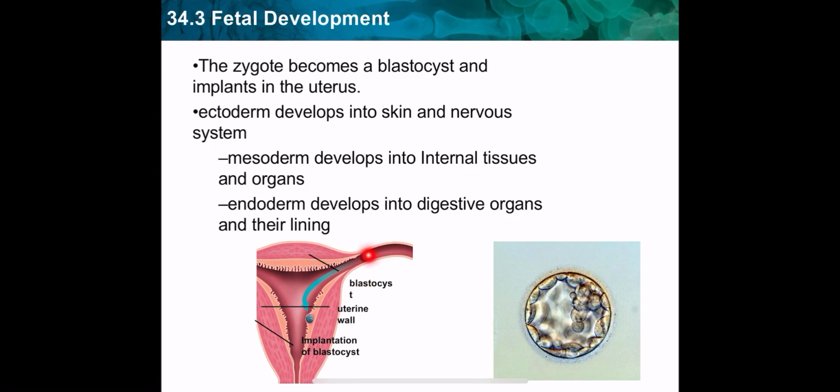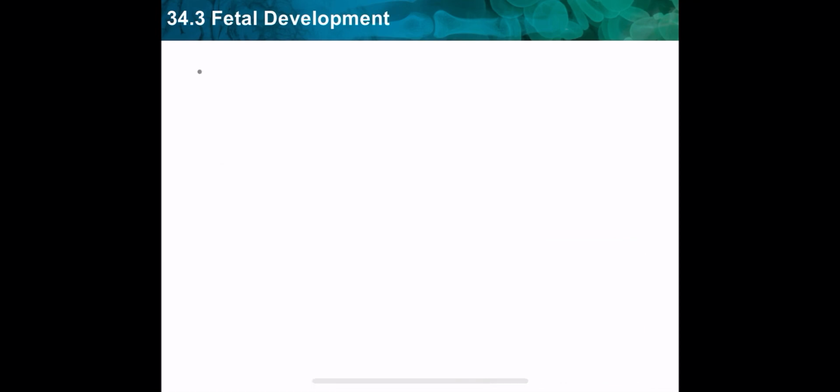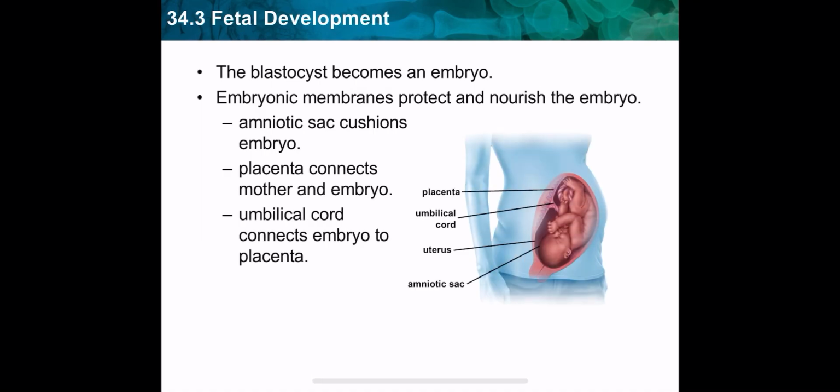Here is the blastocyst. We'll move to the lining of the uterus. This is the fallopian tube and this is the uterus. The blastocyst becomes an embryo. After more growing, the blastocyst will form the embryo. The embryonic membranes protect and nourish the embryo. There are membranes to protect the embryo, like the amniotic membrane and amniotic sac. What's the benefit of having this amniotic sac? It cushions the embryo to protect it, and it has amniotic fluid inside. The placenta connects the uterus to the embryo, and the umbilical cord connects the embryo to the placenta, and I told you about the function of the umbilical cord.